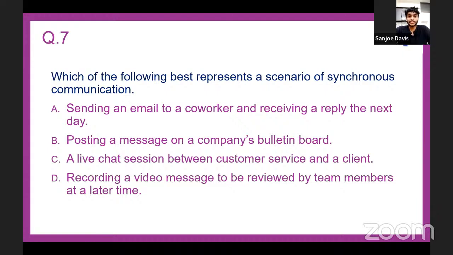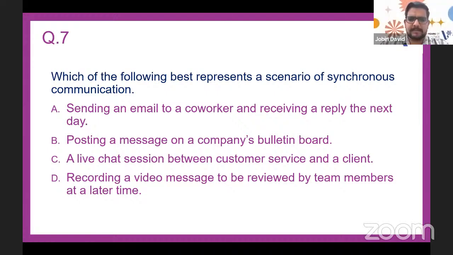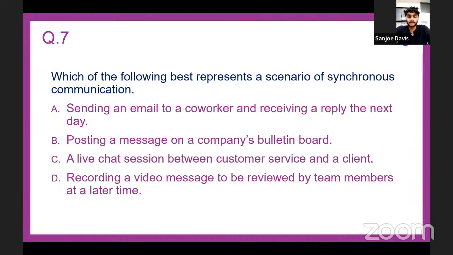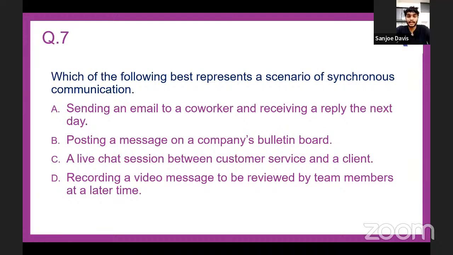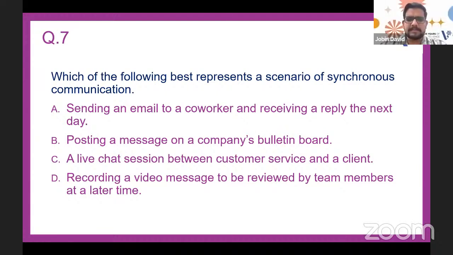It's not option A because they are receiving a reply the next day, so it's not real time. Exactly. It's an email to a coworker and receiving a reply the next day. It's not a spontaneous one, not a live one. Same thing with option B and D, because there is no real-time reply or communication going through. Posting a message on the company's bulletin board means every employee won't see it at the same time and reply to it. And D is recording a video message that is reviewed at a later time. It's also not there. So we will go with option C, right?